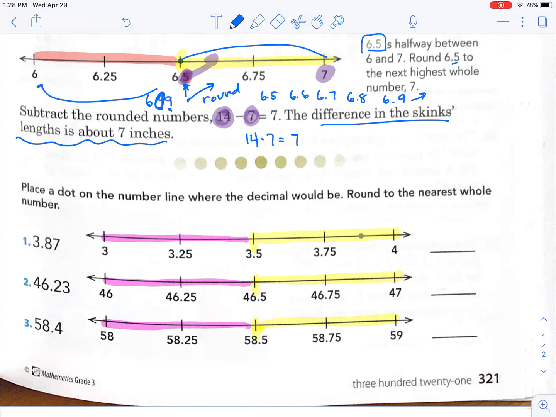Of course you can. Okay, so it says place a dot on the number line where the decimal would be. So 3.87.